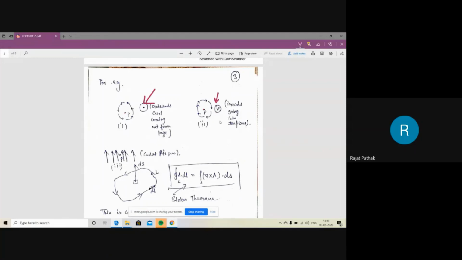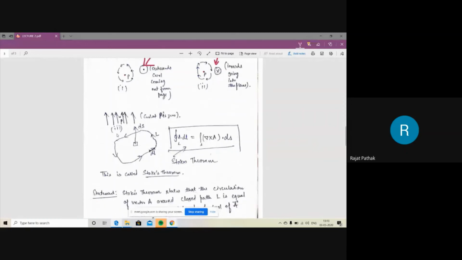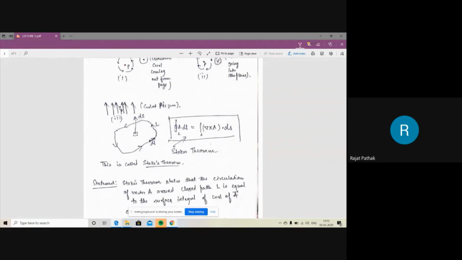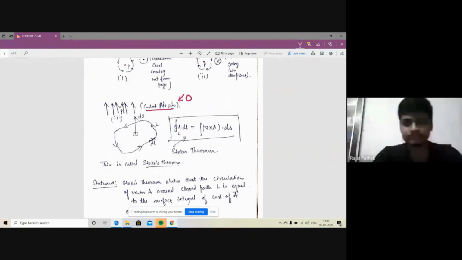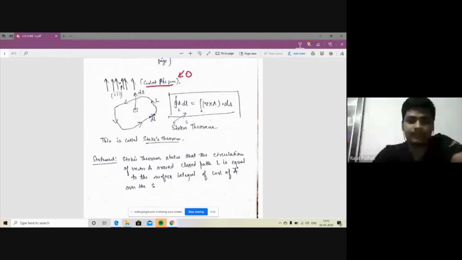Okay, so here the third point is nothing but a point P, and the lines of force are like this. So here there is no rotation, means the vector's lines of force are not rotating. So at this point, the curl is equal to 0. We will not get any type of curl. So now we'll go on to the Stokes theorem. What is the Stokes theorem?